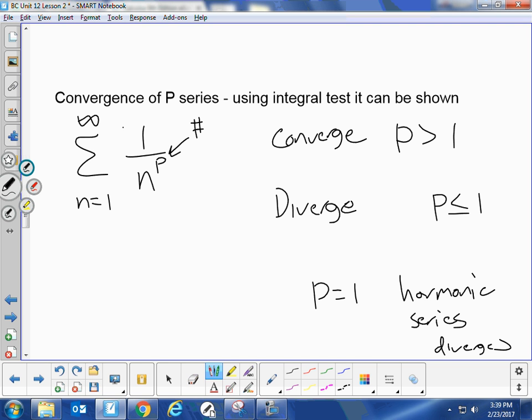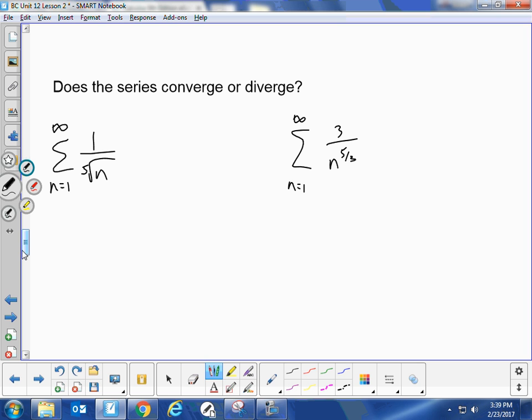Okay, so now we talked about geometric series, how they look when they converge. Now we're talking about p-series, how they look when they converge. We can look at these series. Do they converge or diverge? This is 1 over the 5th root of n. That can be written as 1 over n to the 1/5. The 1/5 is less than or equal to 1. I know this is going to diverge.